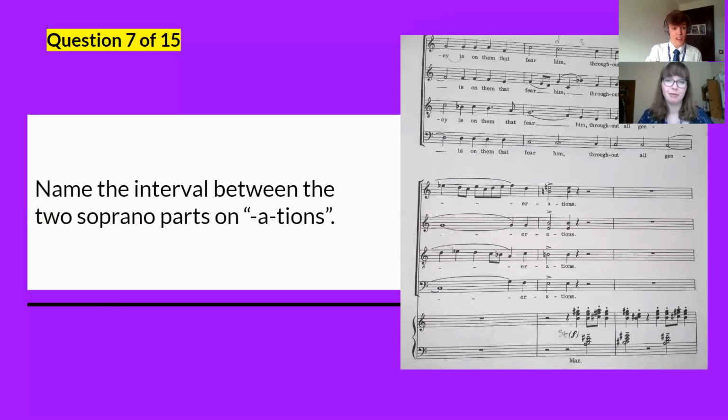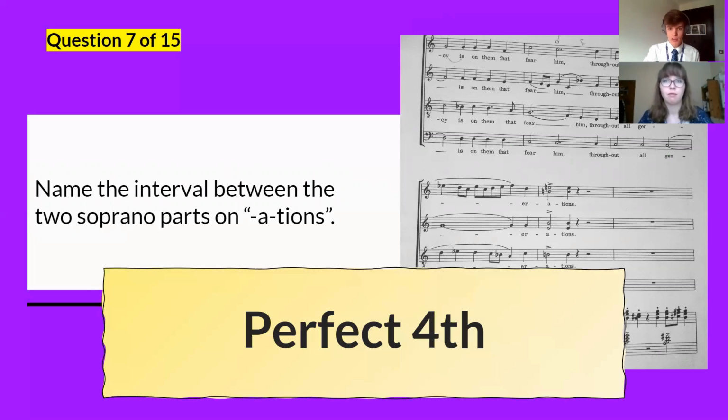Question number 7, name the interval between the 2 soprano parts on the word "Asians". Well, we've got a B natural and an E natural at the same time. So it's a perfect fourth. And so you need both perfect and fourth to get the mark for this one.